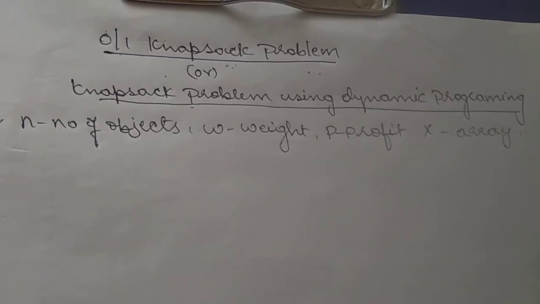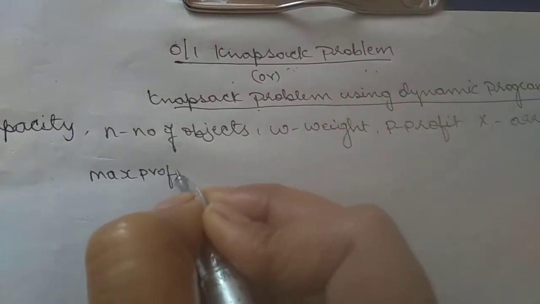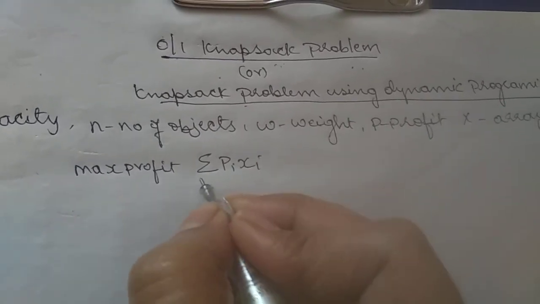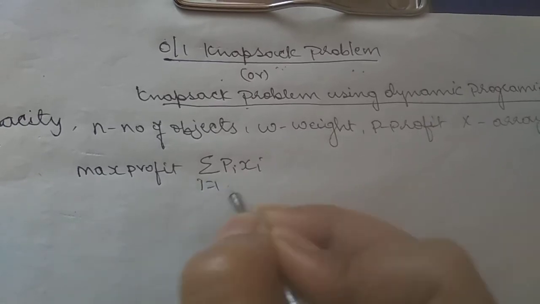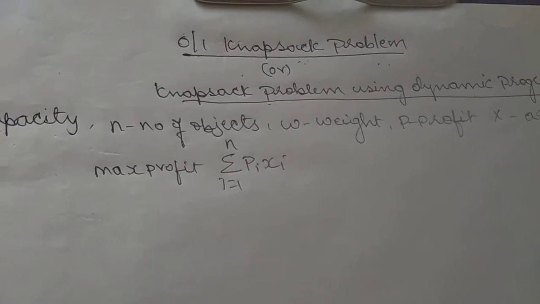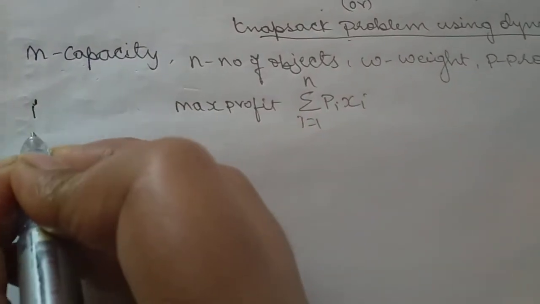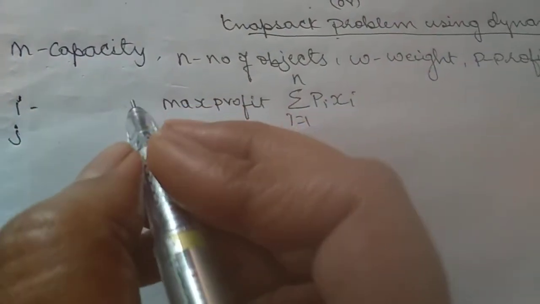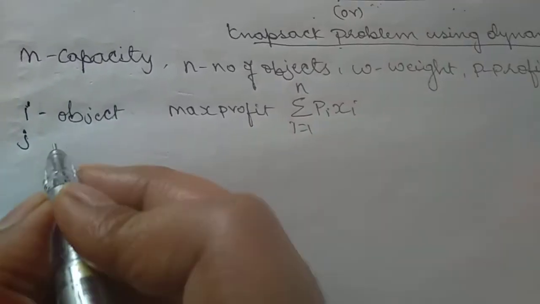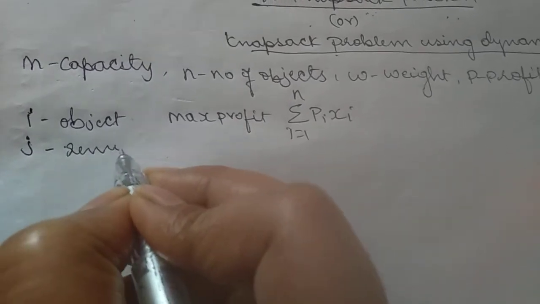Okay, maximum profit, how will you calculate? Maximum profit will be calculated by taking the summation of the profit and the xi, that is the array elements, from i equals 1 to n. Is it not? How are we going to design this? Here we have to remember two things. We have two parameters i and j in the problem. i will represent the object in the problem, and j will always represent the remaining capacity.